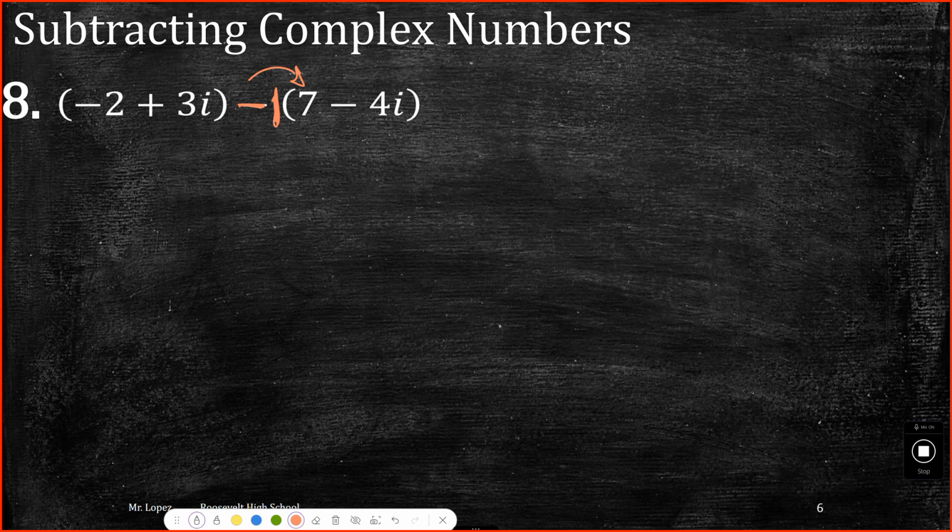Negative 1 times 7, we're multiplying. Negative 1 times 7 is negative 7. And then a negative times a negative is a what? What's a negative times a negative? Positive, what? 4. Bring this down, negative 2 plus 3i.